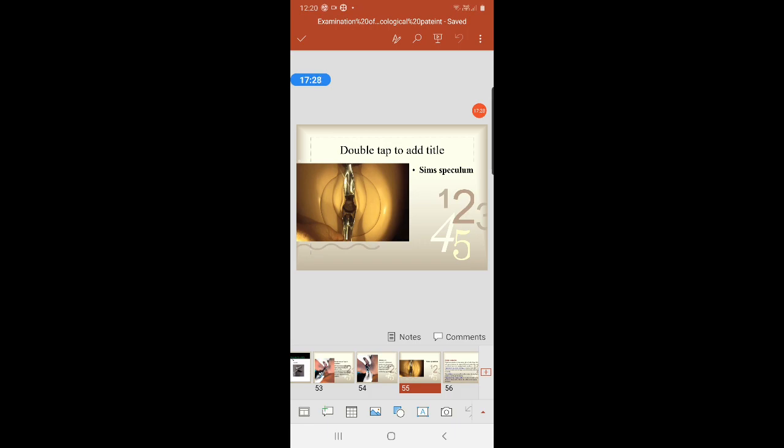The Sims speculum needs one more instrument to perform the procedure, called the anterior vaginal wall retractor. So we need one more instrument to use along with the Sims speculum, so that we can retract the posterior vaginal wall with the help of the Sims speculum, and with the help of the anterior vaginal wall retractor we can retract the anterior vaginal wall. Thus the field can be visualized properly.